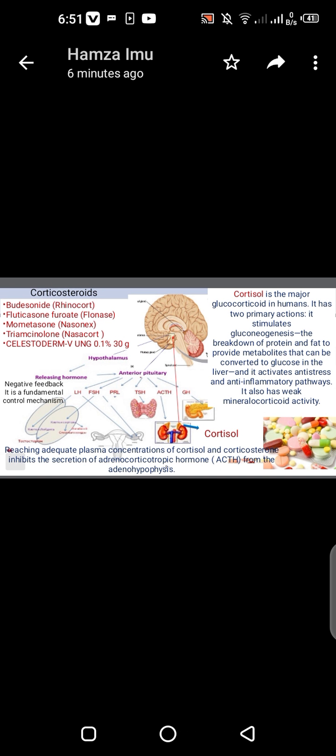Hypothalamus releases hormone, acting on the anterior pituitary. Negative feedback is the fundamental control mechanism. Reaching an adequate plasma concentration of cortisol and corticosterone inhibits the secretion of the adrenocorticotropic hormone ACTH from the adenohypophysis.